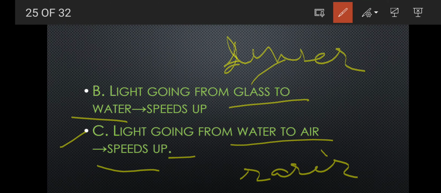स्पीड्स अप. बिकॉज स्पीड तो बुक में मेंशन है, बट क्यों होती है ये मैं आपको बता रही हूँ कि whenever light moves from the denser to rarer medium, the speed of the light increases, and when light moves from rarer to denser medium, clear, then the speed of the light decreases.